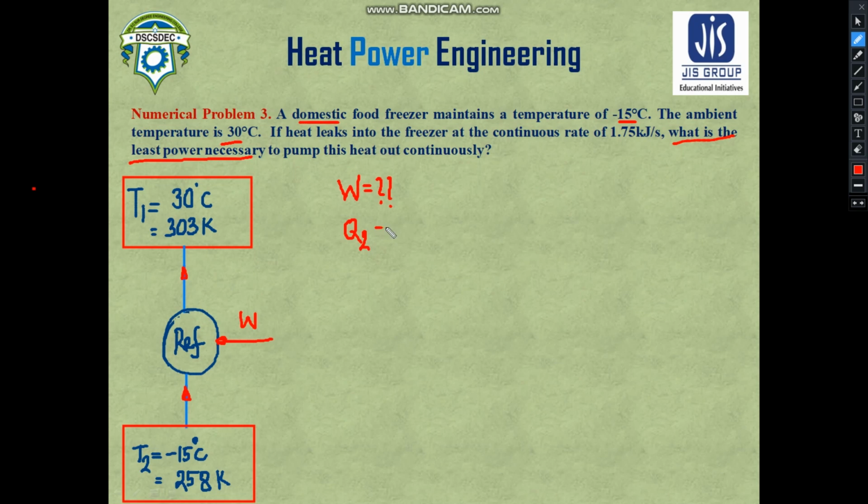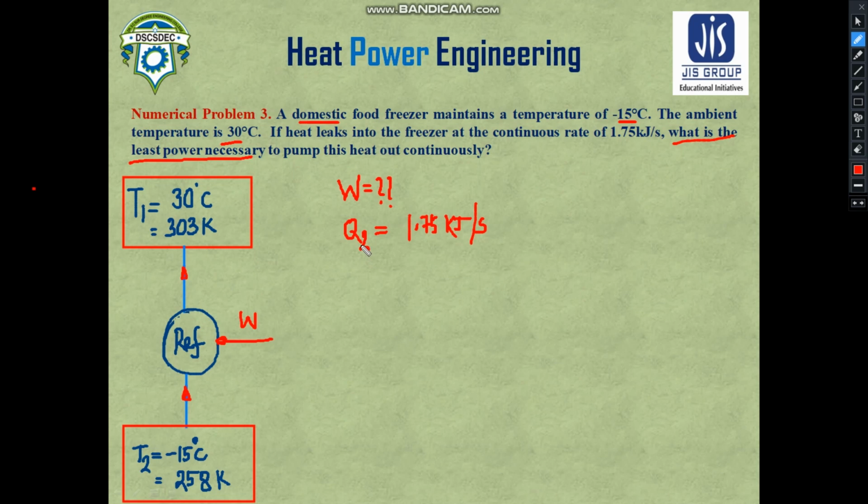Q2 is given as 1.75 kilojoule per second, because the refrigerator needs to pump this amount of heat continuously, so that this cold space can be maintained at minus 15 degrees Celsius or 250 Kelvin. Okay, now this is a very simple problem.